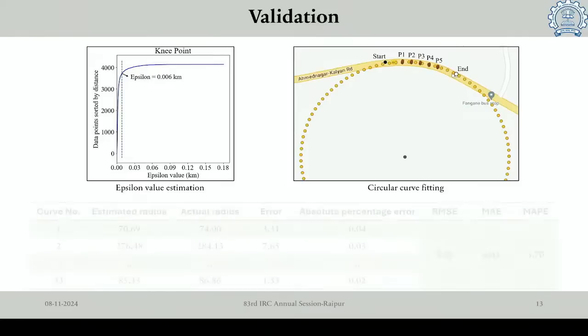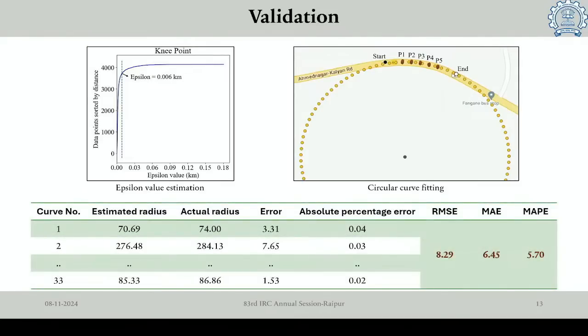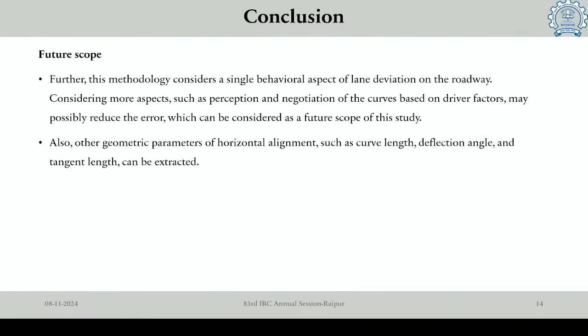Using this methodology, 33 curves were detected automatically, and the values were validated, checked with the actual radius, and found that the RMSE value, root mean square error, was 8.29 meters. The mean absolute error value was 6.45 meters, and the MAPE, mean absolute percentage error value, is 5.7 percent.